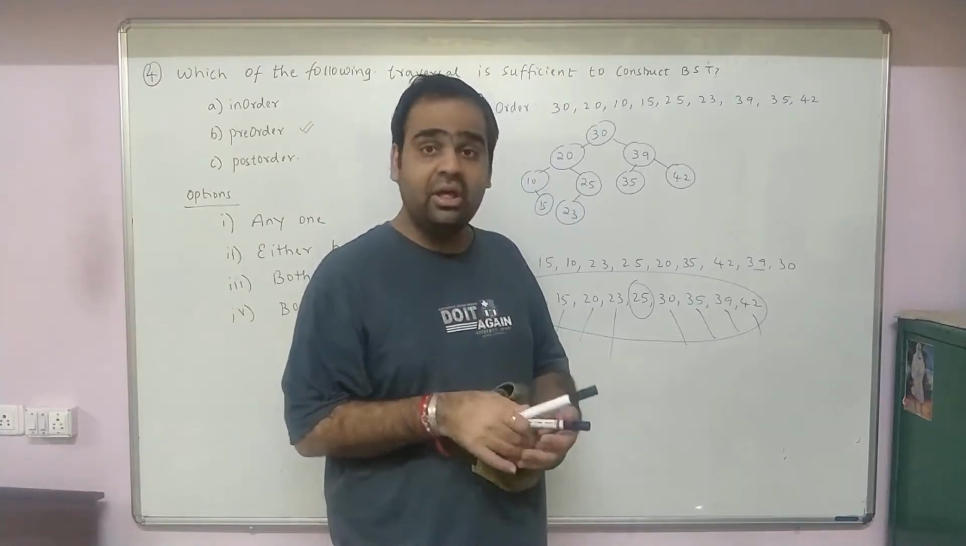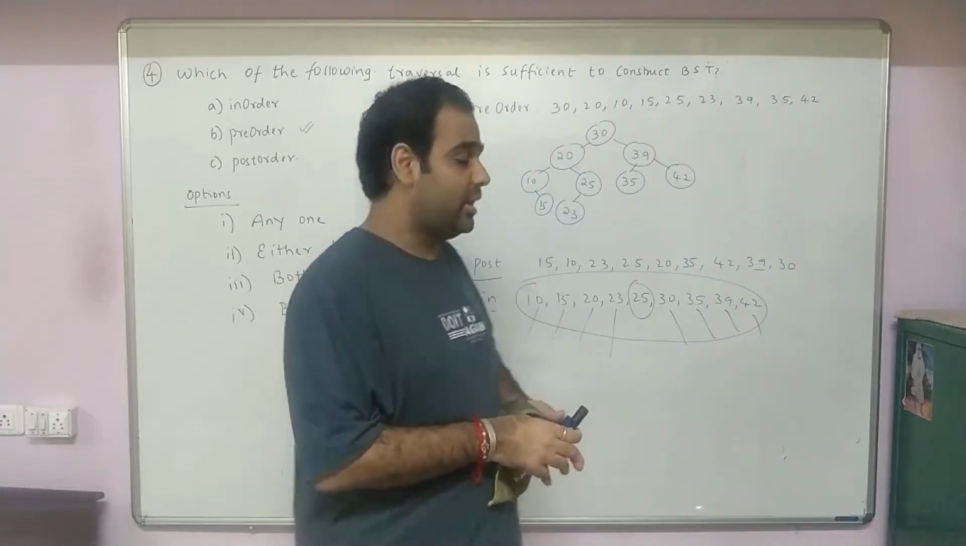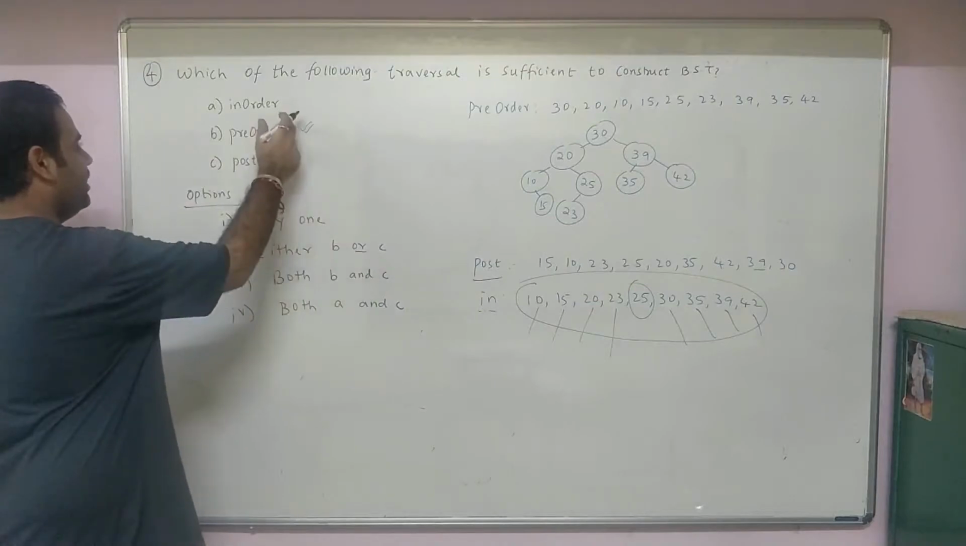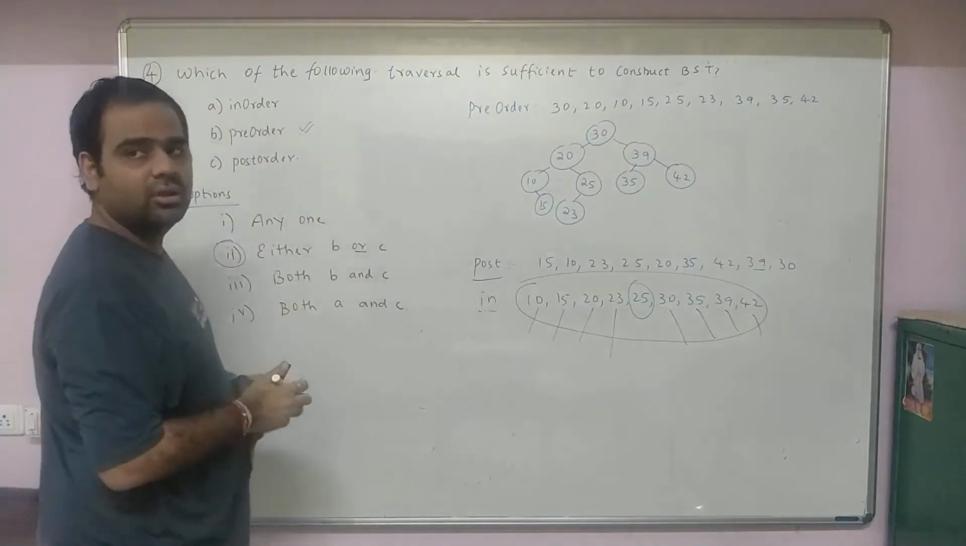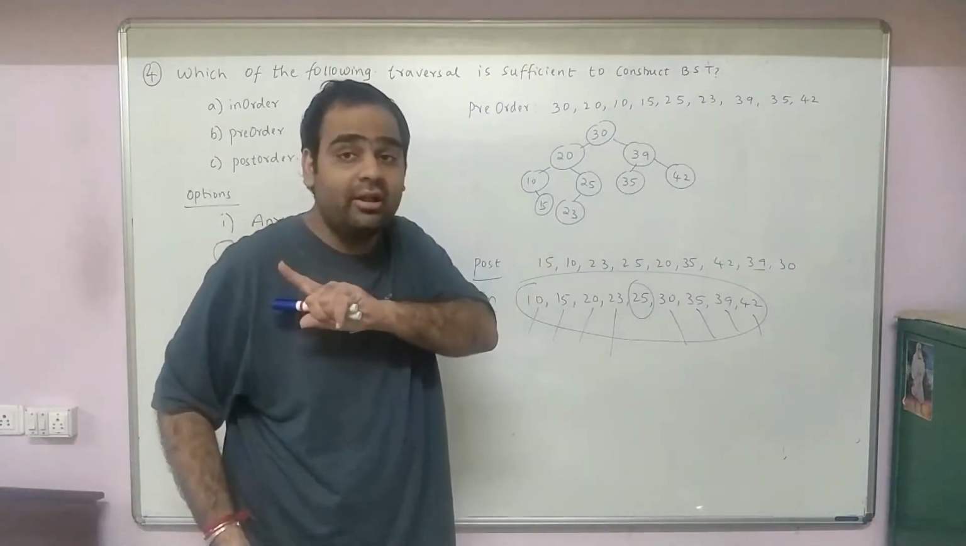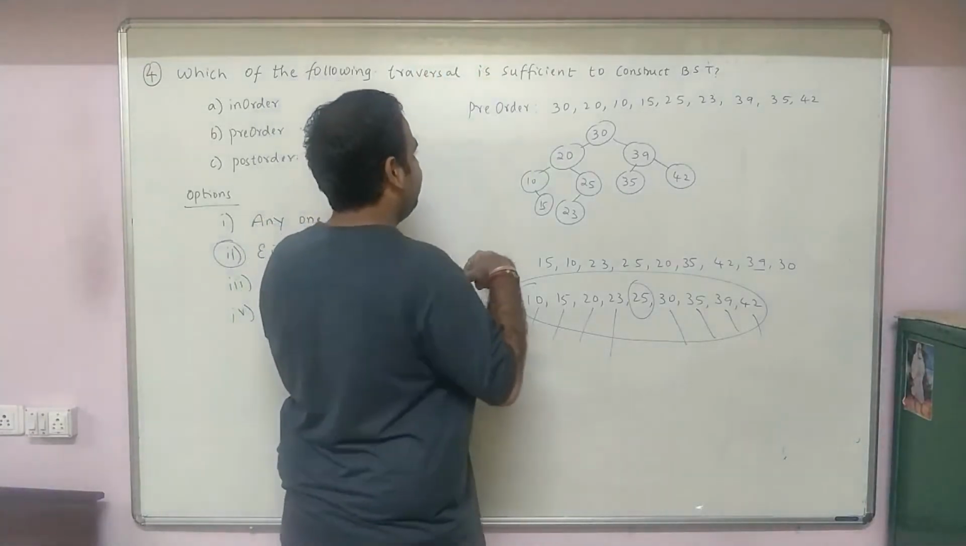Therefore, the answer is either you need the pre-order traversal of the tree or you need the post-order traversal of the tree. Hence, the answer is 2. Either B or C. Either pre-order or post-order. And if you have both, okay. But given in-order, you also need pre-order. Are you getting it? Why do you also need pre-order?